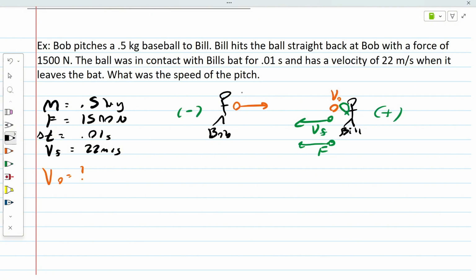So now, since this pitch is coming in the positive direction, the final velocity, since it comes in the opposite direction, is going to be negative. So we can denote this final velocity as negative, but the force is also in that direction, so the force will also need to be negative.